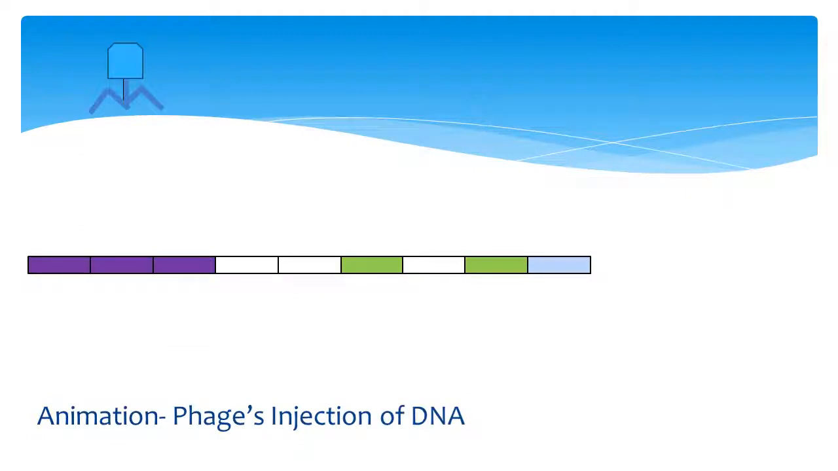So let's begin with our animations. So first we see a phage inject its genetic code into a bacterium. And we see here that this genetic code actually aligns with a CRISPR locus.